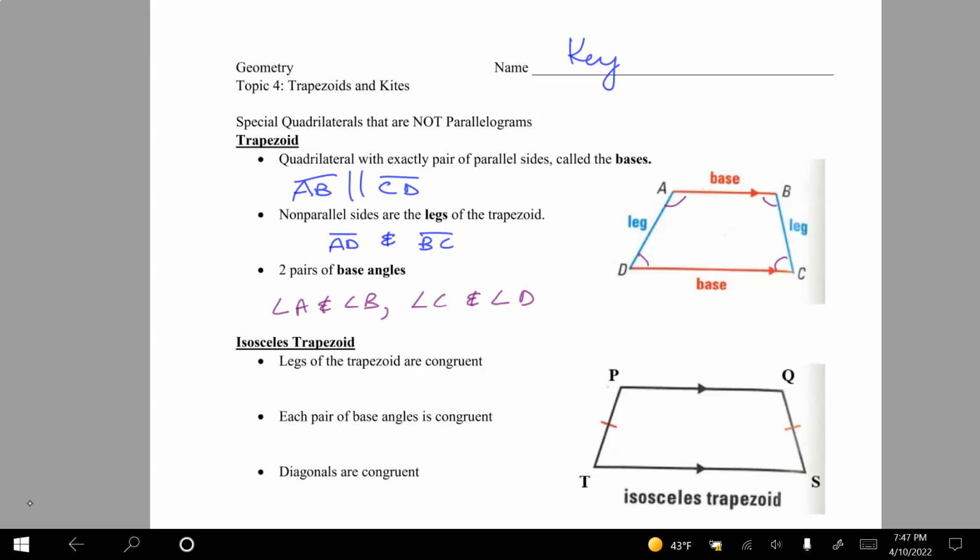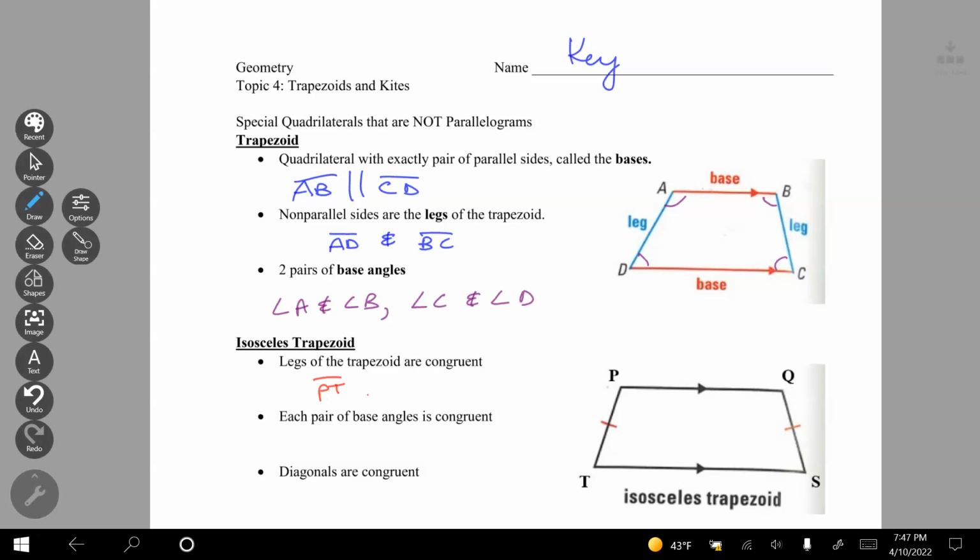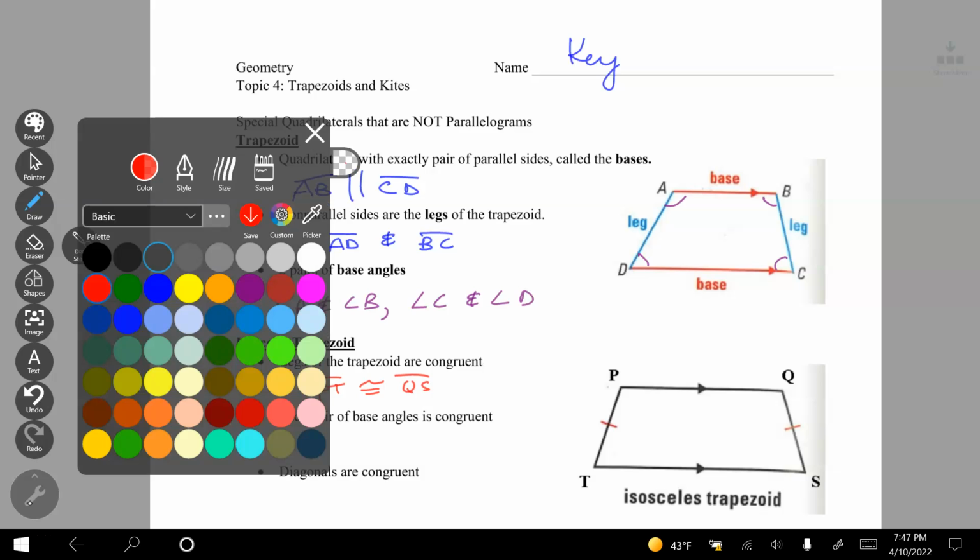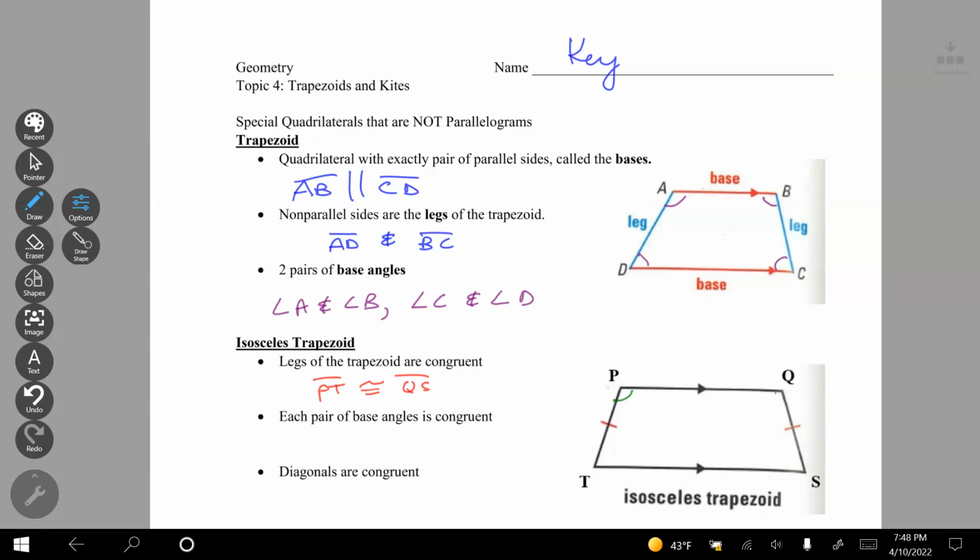A special trapezoid is called an isosceles trapezoid where the two legs are congruent. So PT would be congruent to QS, and that makes the legs congruent, so it's isosceles. And when we have that, we have a special condition where the base angles are going to be congruent. So angle P will be congruent to angle Q, and down at the bottom, angle S will be congruent to angle T.